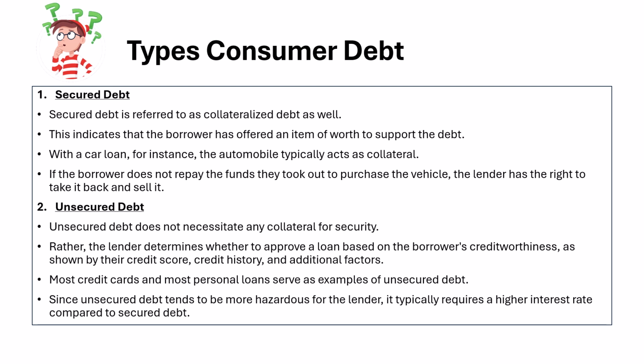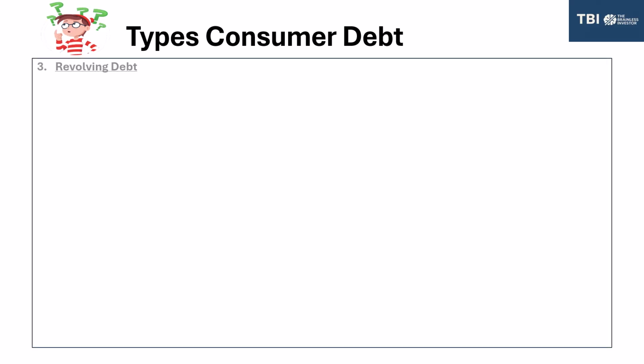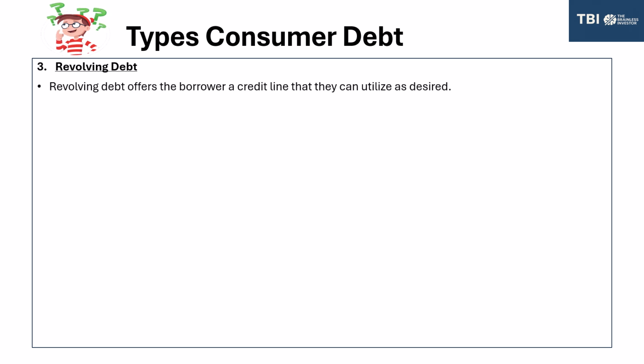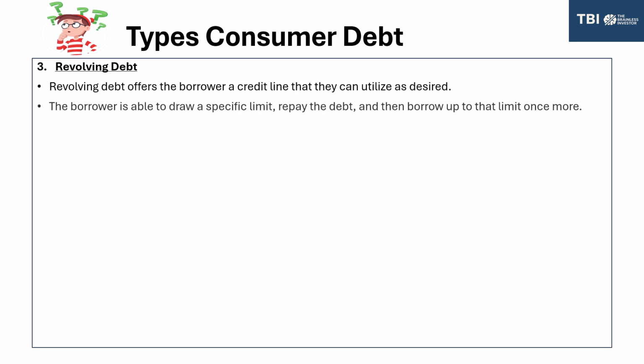Since unsecured debt tends to be more hazardous for the lenders, it typically requires a higher interest rate compared to secured debt. Now let's look at the third consumer debt, which is revolving debt. Revolving debt offers the borrower a credit line that they can utilize as desired. The borrower is able to draw up to a specific limit, repay the debt, and then borrow up to that limit once more.